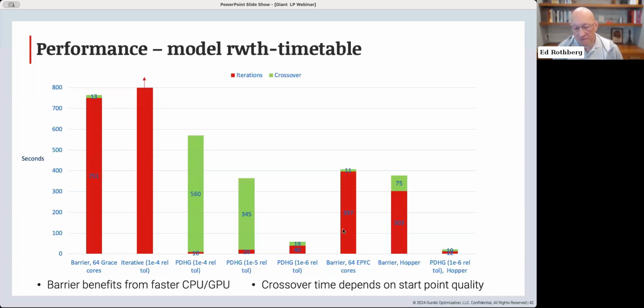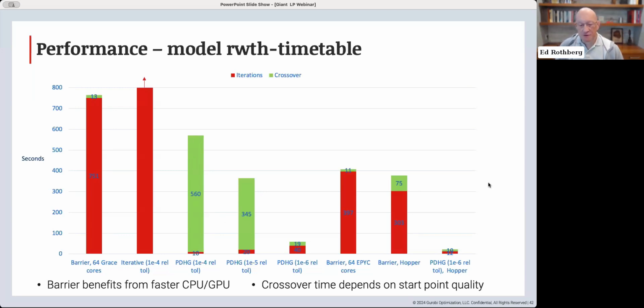And then when it comes to barrier on the latest and greatest CPU and on the GPU, recall that on the GPU, this was the model RWTH timetable where the GPU gave a factor of 11 performance improvement versus the Grace CPU. But as I mentioned earlier, this was just for the factorization. There are other things in the barrier solver that don't parallelize as well. And so this 11x on the factorization translates to closer to 2.5 or 3x on the overall barrier solve.